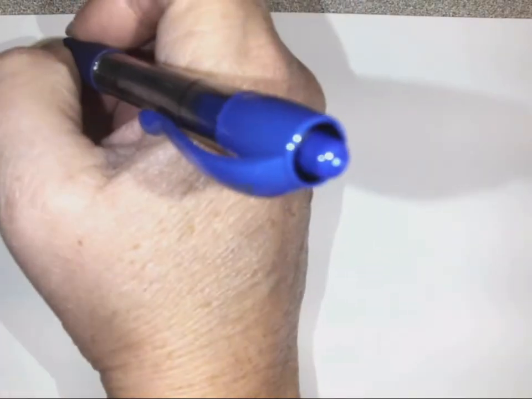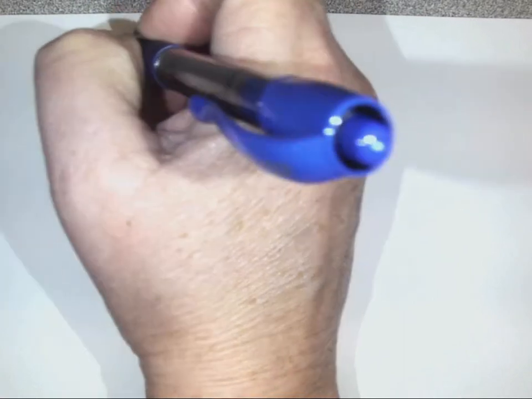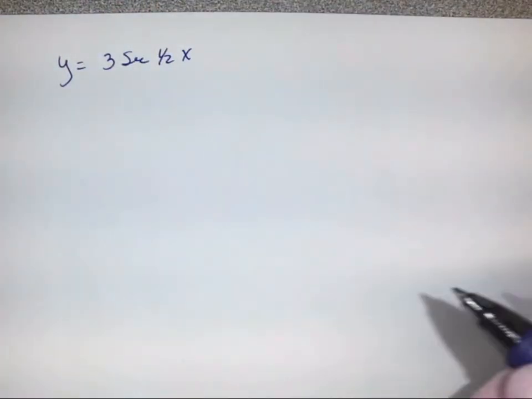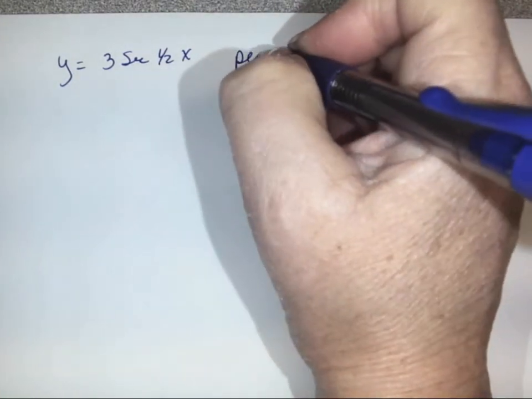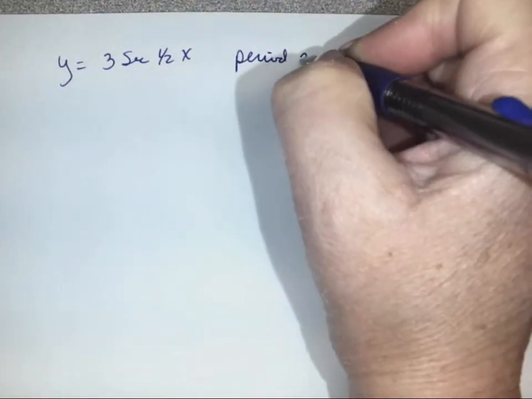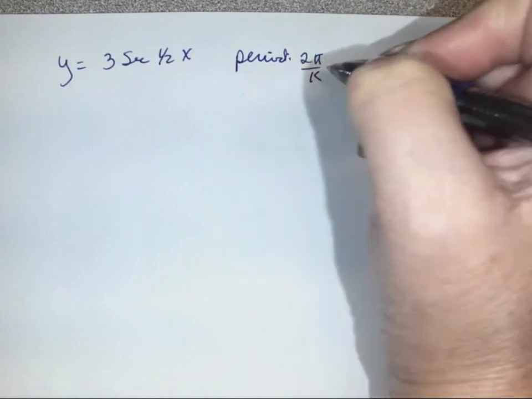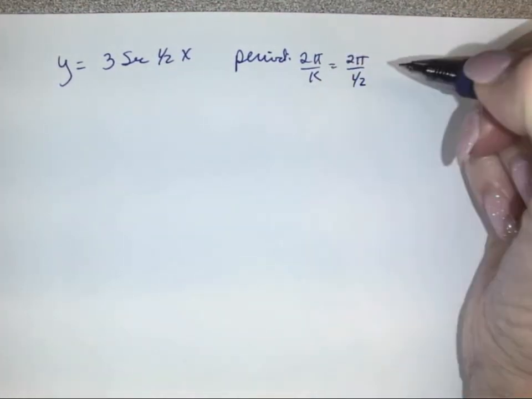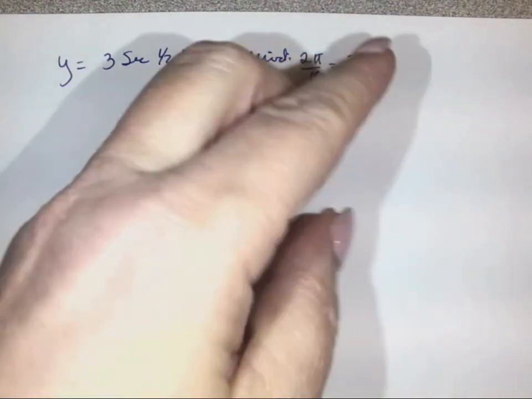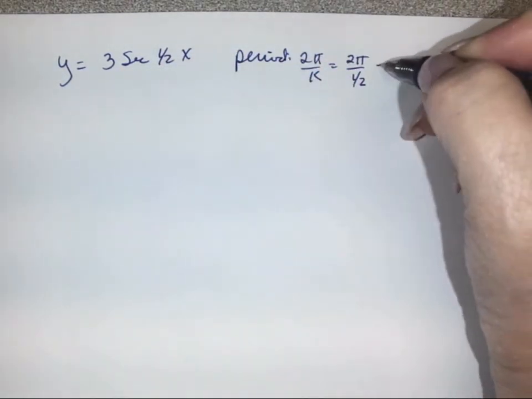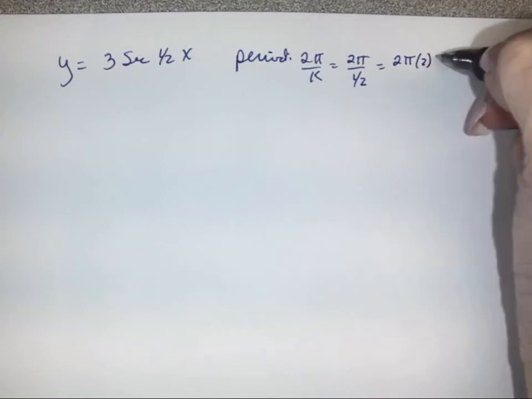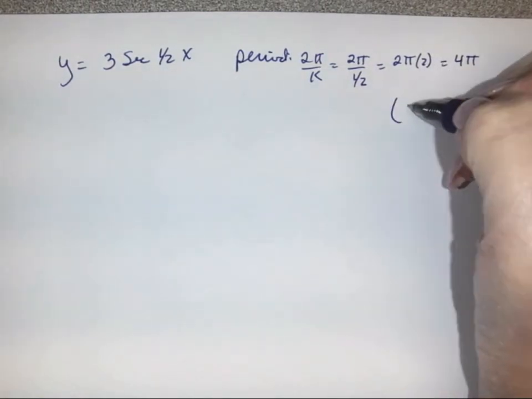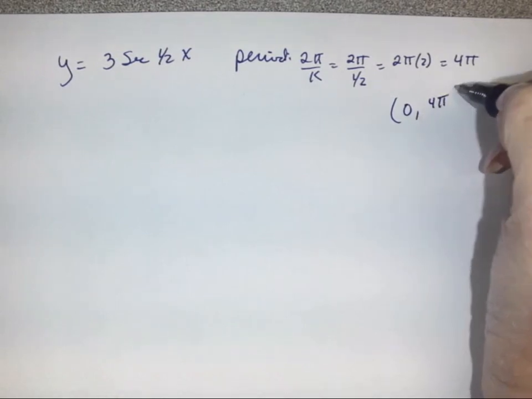All right, so the next one we're looking at is y is equal to 3 times secant of 1/2 x. So let's go find our period first. The period for secant will be 2 pi over k. Our k is 1/2. So 2 pi divided by 1/2. Again, we don't divide by fractions, we multiply by reciprocals. So that becomes 2 pi times 2, which will be 4 pi. So our interval will be from 0 to 4 pi.